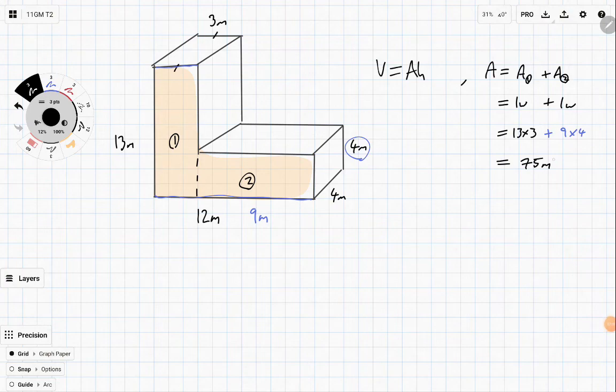meters. So that's the area of the base, but I'm looking for the volume, so now I need to multiply it by the height. And the height in this particular case is going to be this 4 meters here, because that is the distance separating the two identical faces. So we're going to get 75 times 4 meters, which is equal to 300 cubic meters.